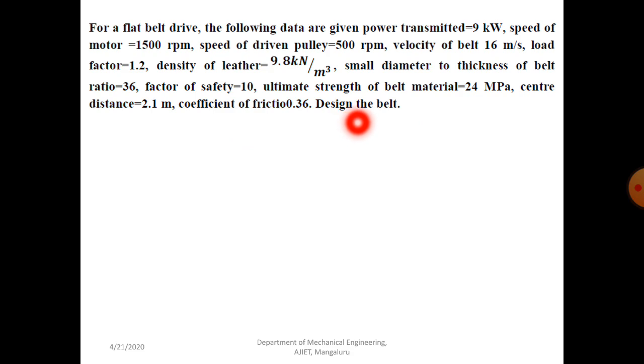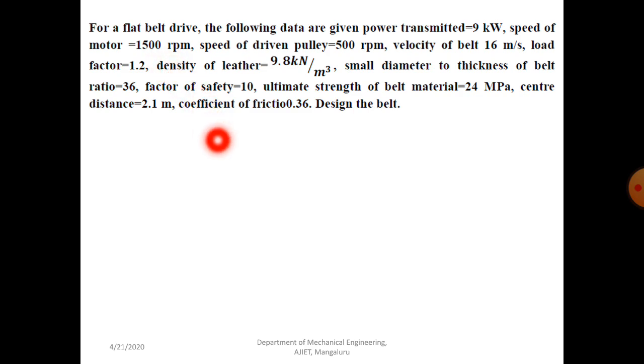So we have to design the belt. It means you have to find out all the dimensions along with the belt tensions. So you have to follow all the design steps related to the flat belt drive. Here also they have not mentioned which type of flat belt to consider, because you have two options: one is open belt drive, another one is cross belt drive. In such cases always go for open belt drive, because they only mentioned flat belt drive. So we have to follow the open belt drive design procedure.